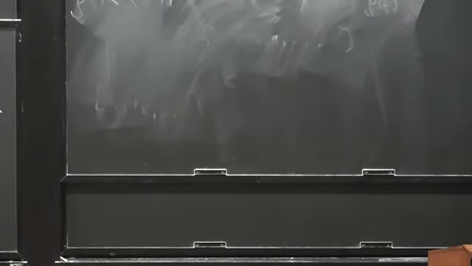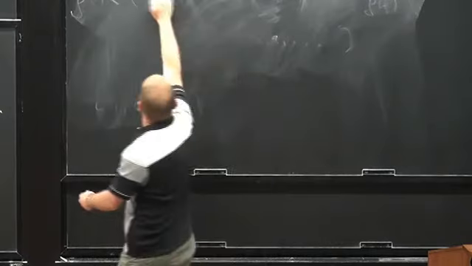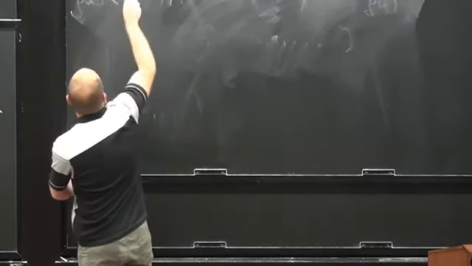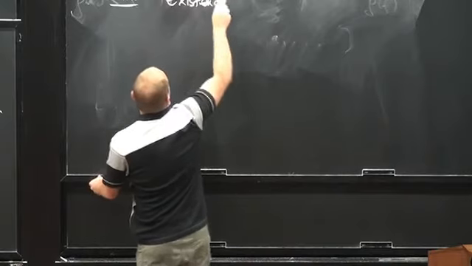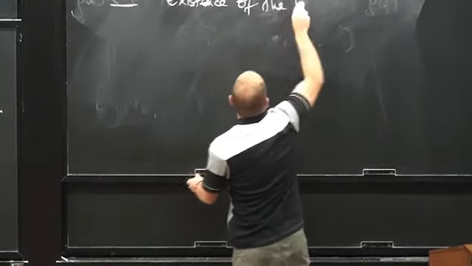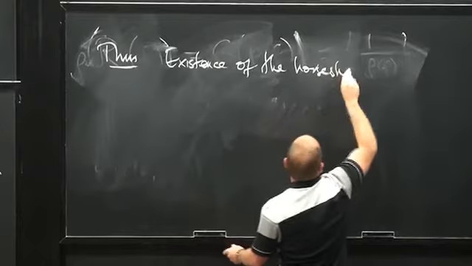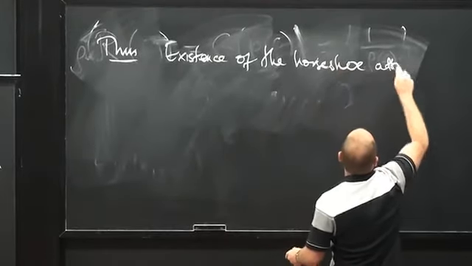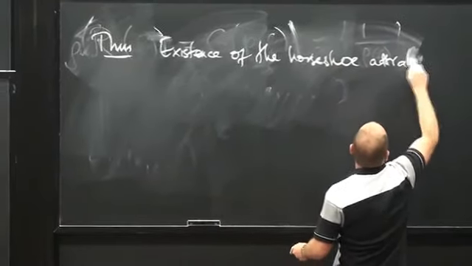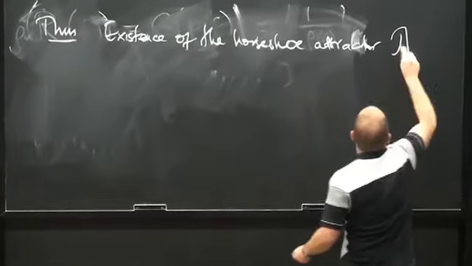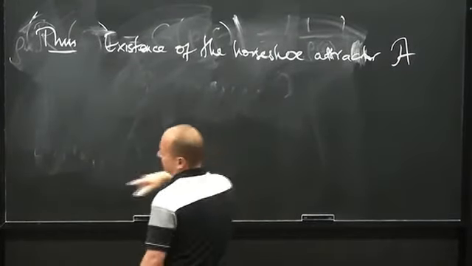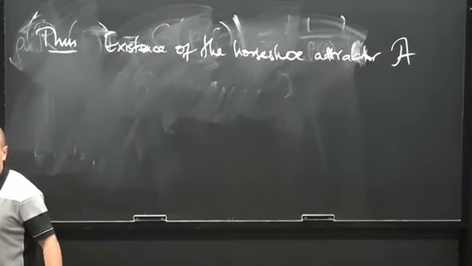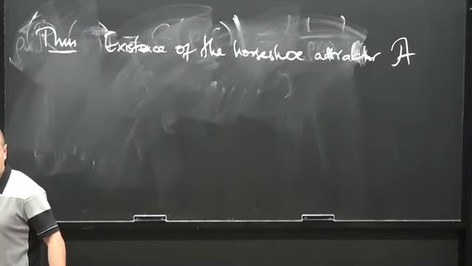Okay. All right. So the next step in the story is the existence of the horseshoe attractor A. And so on here, as usual, the dynamics is parameterized by a two-sided shift.